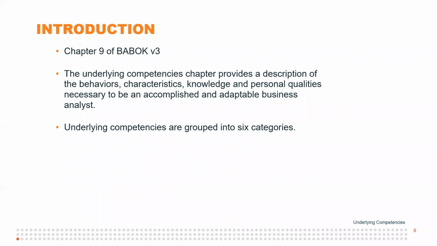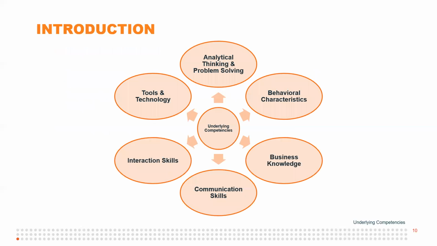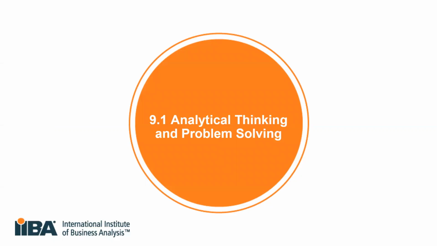Okay, so the underlying competencies chapter gives descriptions of the behaviors and characteristics and knowledge, and also what they're calling personal qualities, that are necessary to be an accomplished, adaptable, and trusted business analyst. So there are 6 categories again, graphically, and each of them has a number of competencies in that group. So if we take the first one, analytical thinking and problem solving.